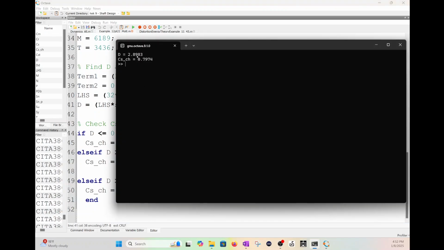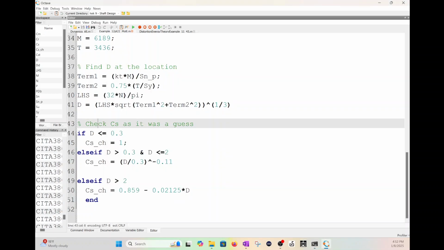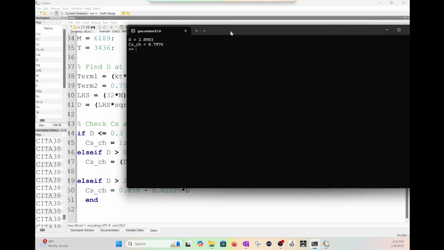So we get about 2.89 inches. So 2.9 inches. Okay. Now, there's equations in the book that we can use to find CS. Okay. So if the diameter is less than 0.1, then CS check is 1. If it's between 0.3 and 2 inches, this is the equation that we need to use to find CS based on your diameter. If it's greater than 2, this is the equation you use. So what you can do is you run it, right? You check. Our guess was 0.8. It's pretty much on the money.